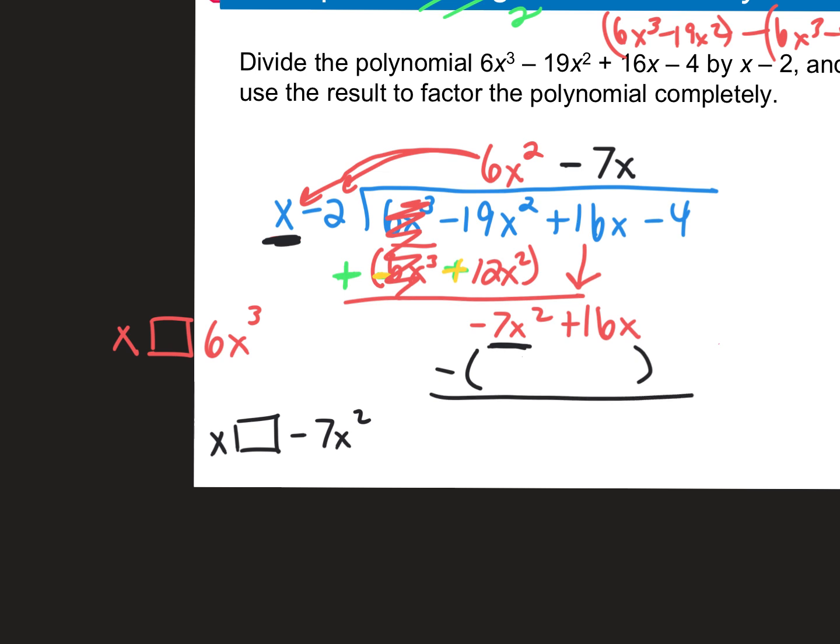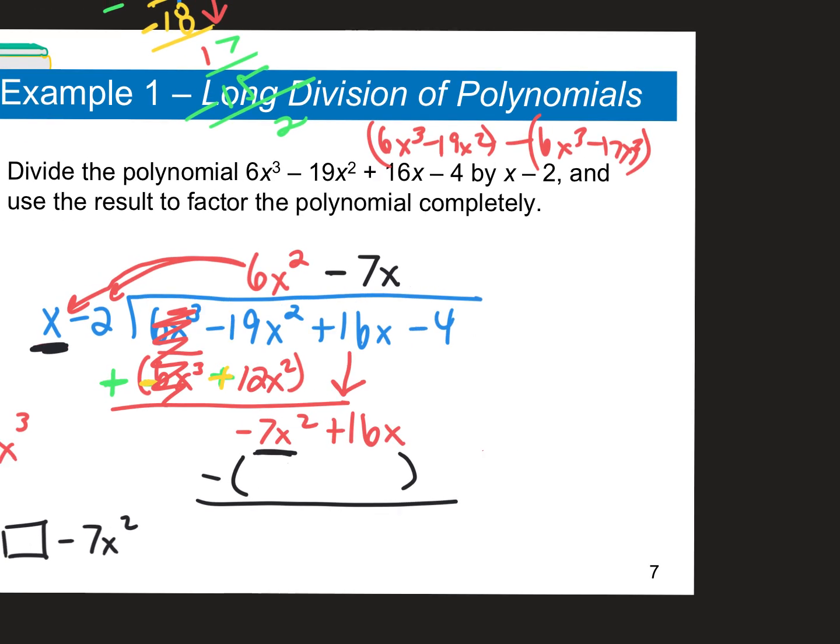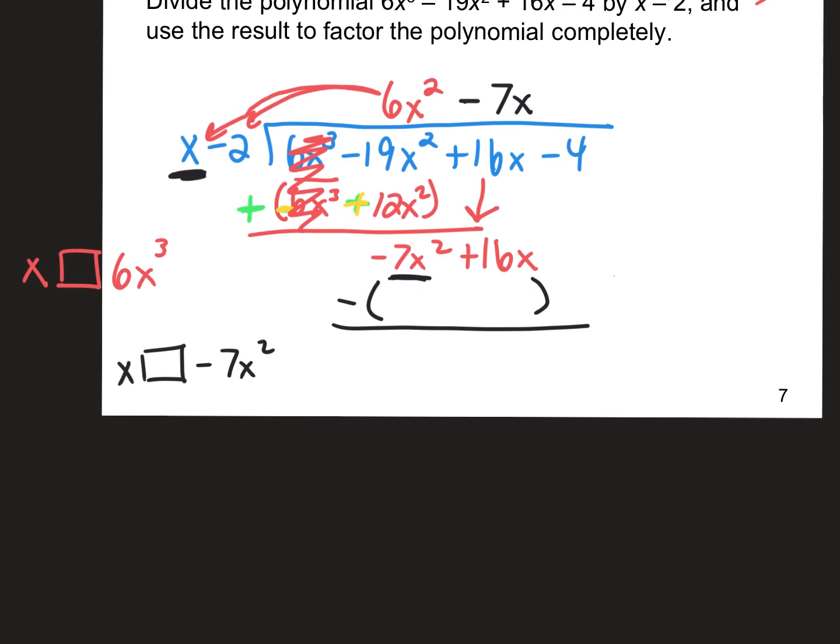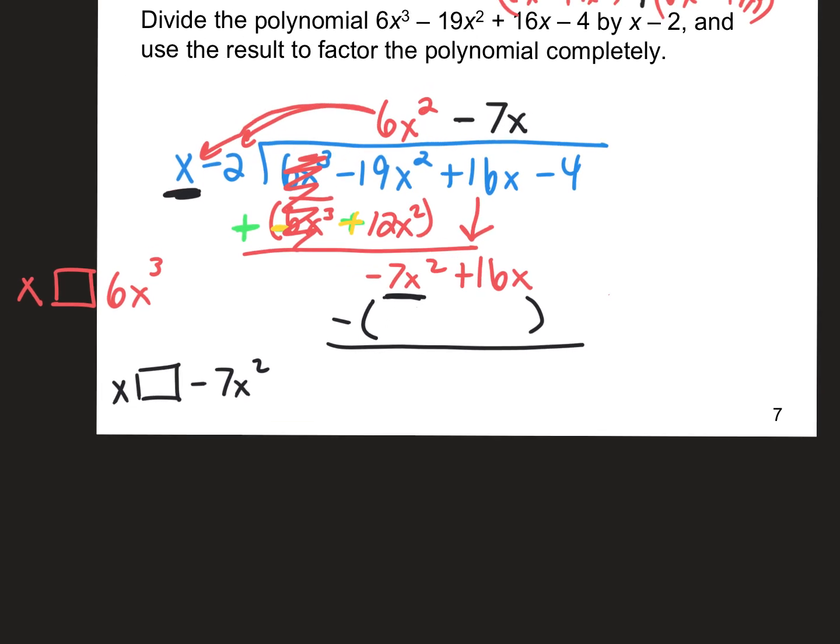Yes, ma'am? You're subtracting, but since we're subtracting polynomials, you have to distribute this minus sign. So what it does is it changes this, and then it changes all the signs behind it. I always recommend when it's the subtraction part, I put my parentheses and my minus sign so I remember, ooh, I got to change all the signs.